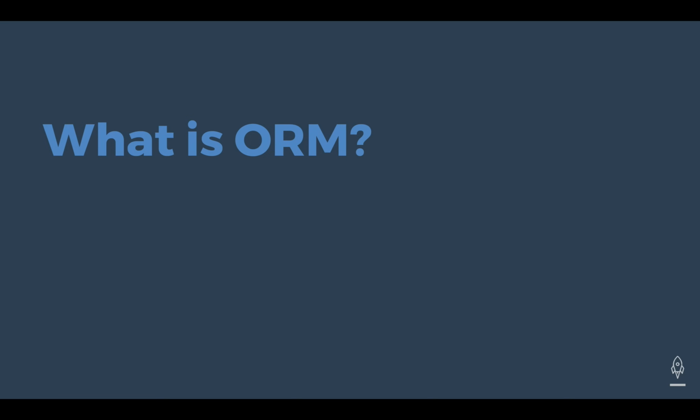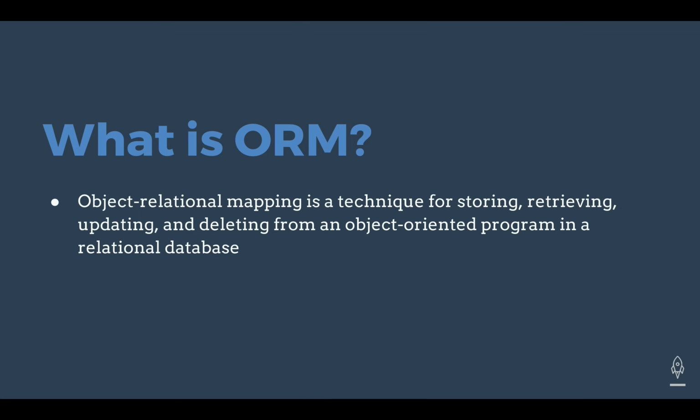So what is ORM, or Object Relational Mapping? Object Relational Mapping is a technique for storing, retrieving, updating, and deleting from a database within an object-oriented program, and specifically within a relational database. There are different models for databases and different ways you can store data. One of the most common is that of a relational database, and that's what we've worked with previously in this class and will continue to work with.